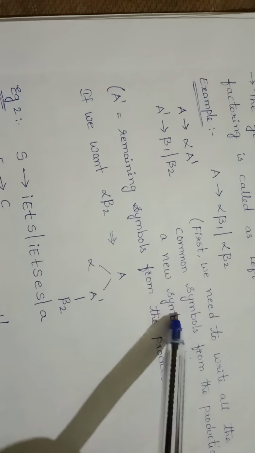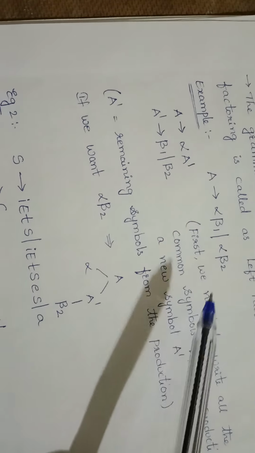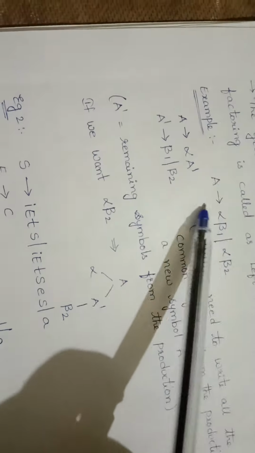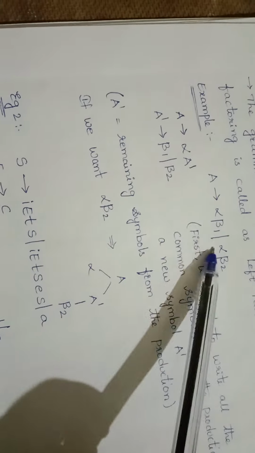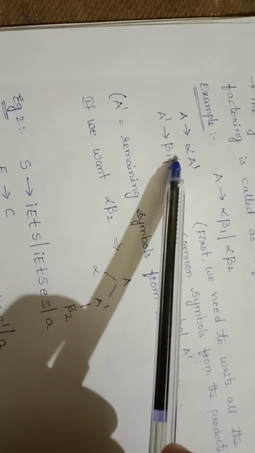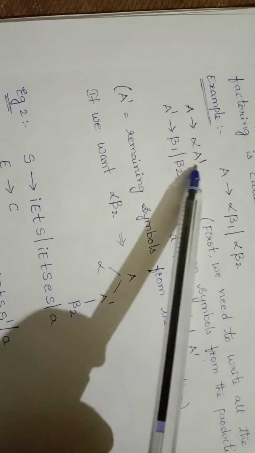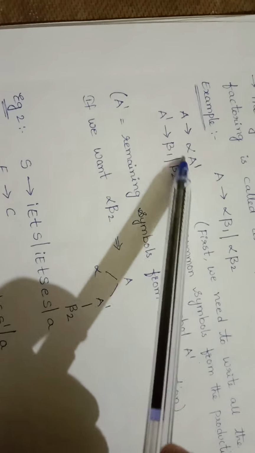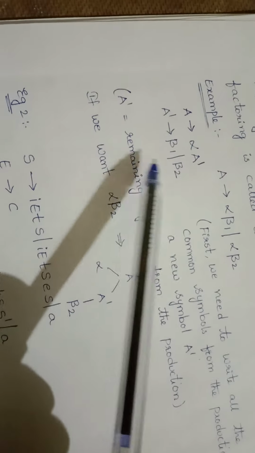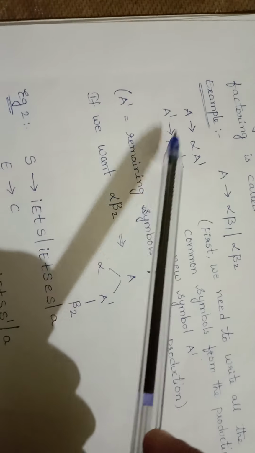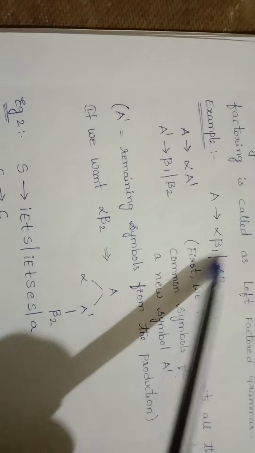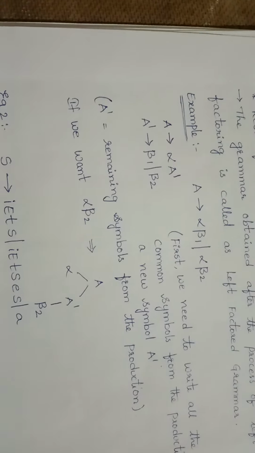In order to remove the left factoring, first we need to write all the common symbols from the given production. In this production, the common symbol is alpha. So we write A tends to alpha, and then introduce a new symbol A dash: A tends to alpha A dash. Now we need to derive A dash also, so we write all the remaining symbols from the production: A dash tends to beta 1 or beta 2. This is how we eliminate the left factoring.